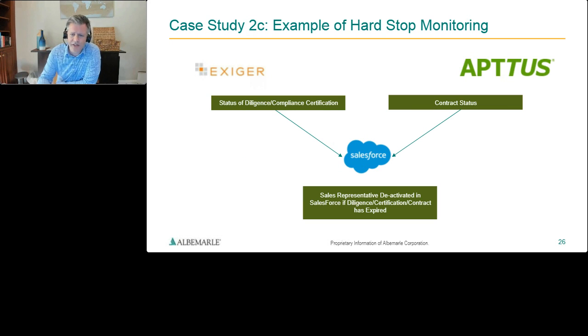So case study C, this is another example of how bringing data from two different sources can be really powerful. In our third-party risk management platform in Exeger, we have the status of our due diligence and our compliance certifications. In Actus, which is our contract management system, we have our contract status.